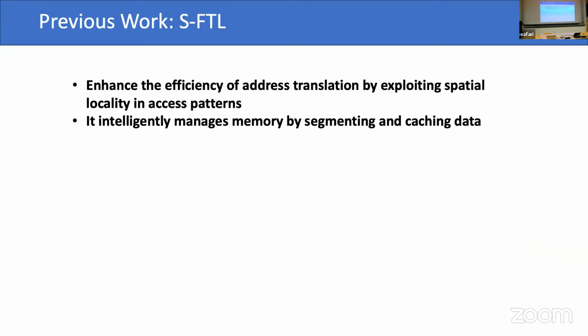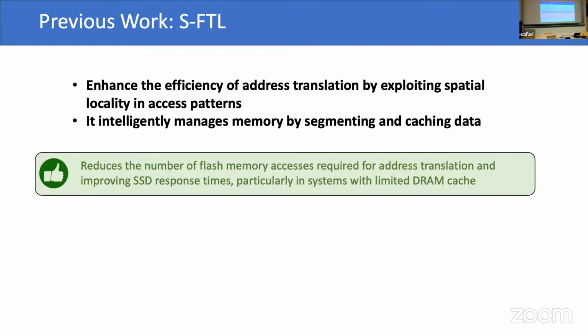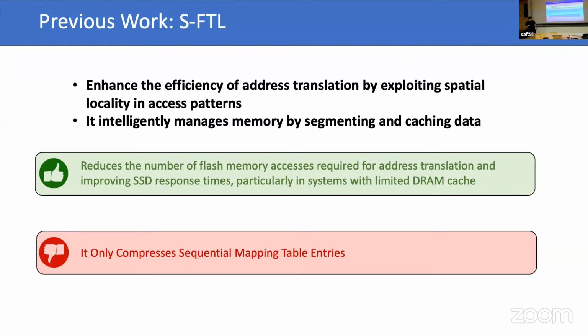The second one is SFTL. SFTL exploits spatial locality in access patterns, and it intelligently manages memory by segmenting and caching data. This one also reduces the number of flash memory accesses, and it improves SSD's response time. The problem is that it only compresses the sequential mapping entries, and as you will see later, we can do even more.